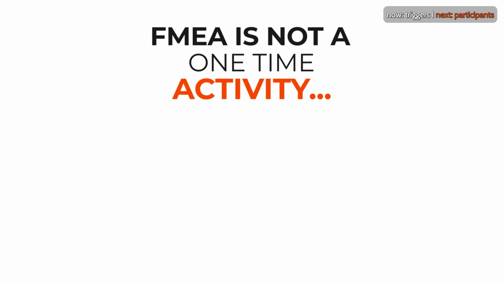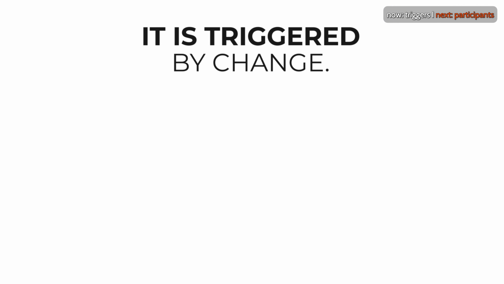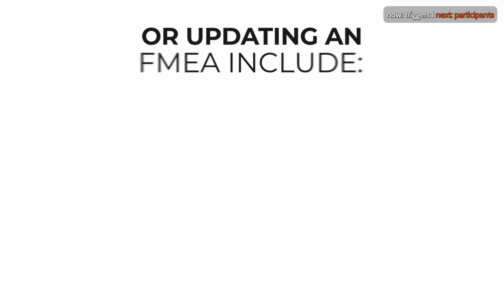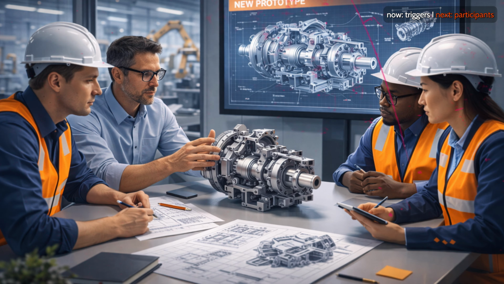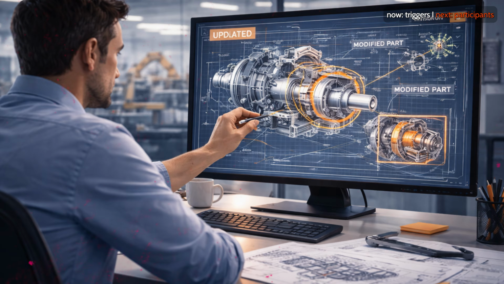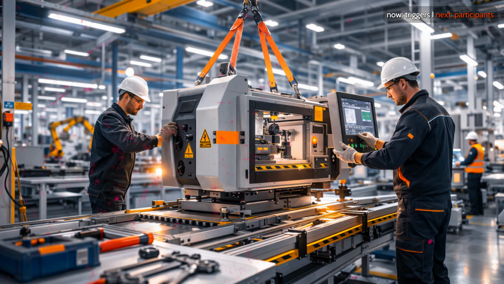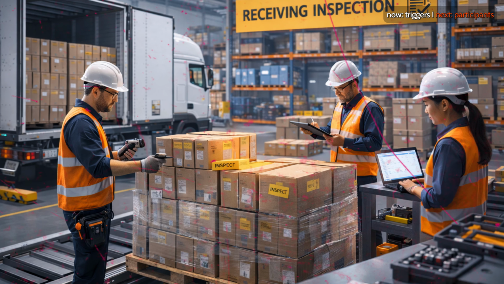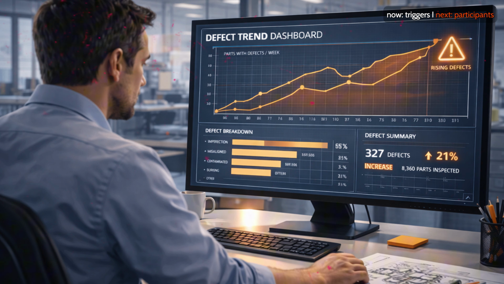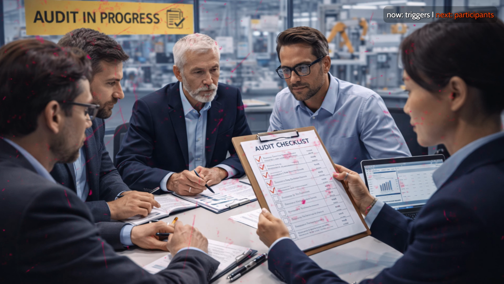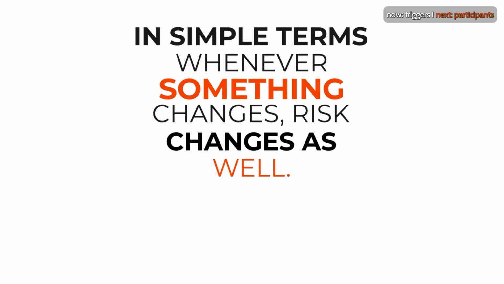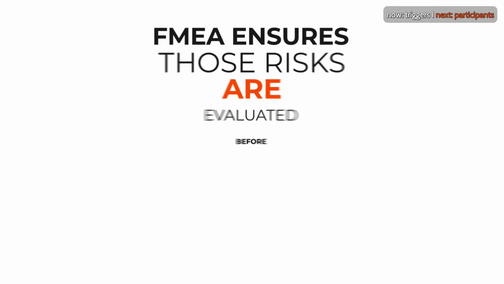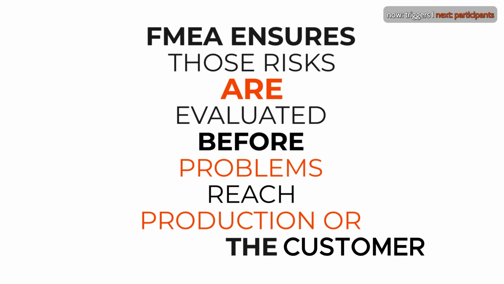FMEA is not a one-time activity. It is triggered by change. Typical triggers for starting or updating an FMEA include a new product or process introduction, design or engineering changes, new equipment or manufacturing technology, supplier changes or new materials, recurring quality issues, or customer or audit requirements. In simple terms, whenever something changes, risk changes as well. FMEA ensures those risks are evaluated before problems reach production or the customer.